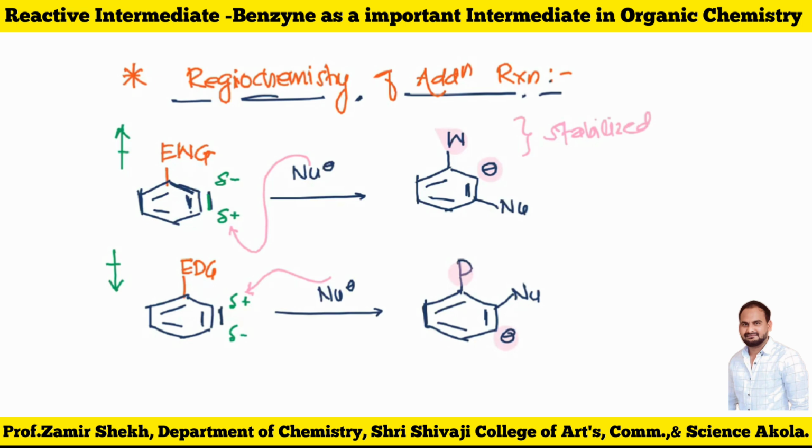While the negative charge cannot be nearer to what? The donor. It destabilizes the charge, and that's why it should be away from the donor. You must remember the regioselectivity, or the regiochemistry, behind the nucleophilic addition reaction. Okay.